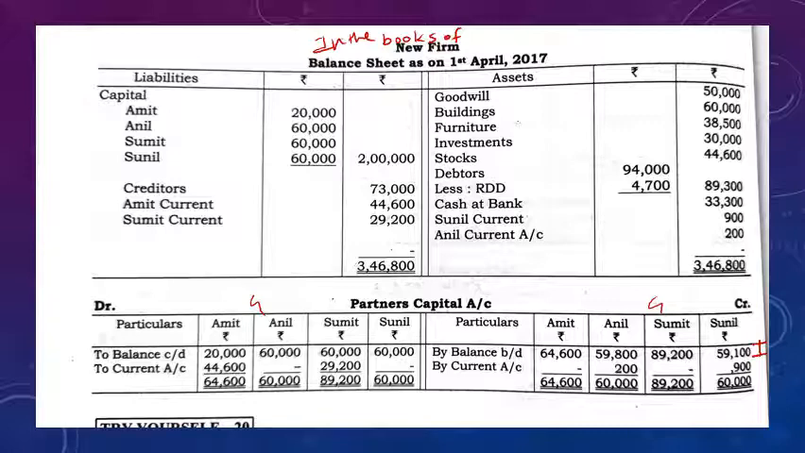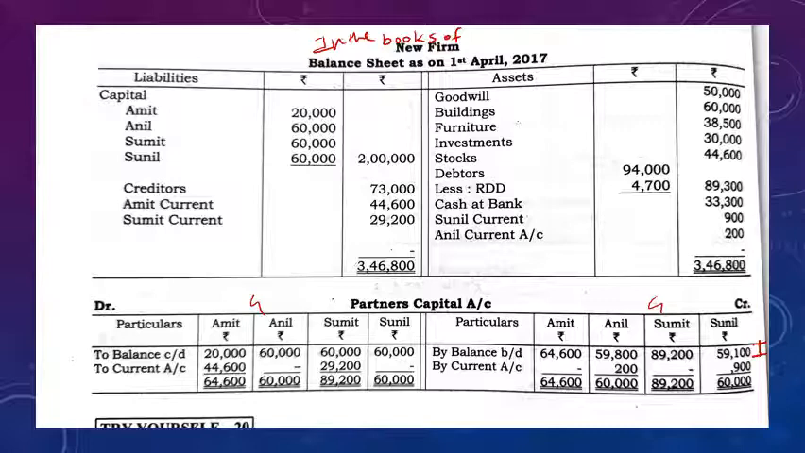So first of all, Amit's account will be closed. Write the total of Amit, 64,600, here on the credit side. Then copy this total on the debit side and close Amit's account and you will find this difference. For this difference, write to current account. So the entry is: Amit's capital account debit to Amit's current account, right?